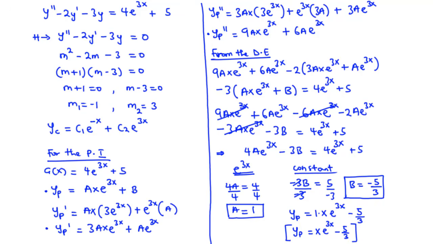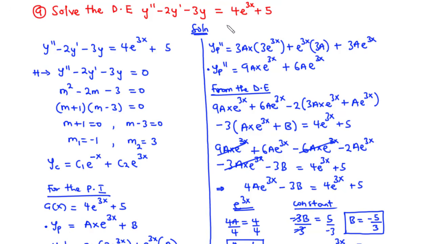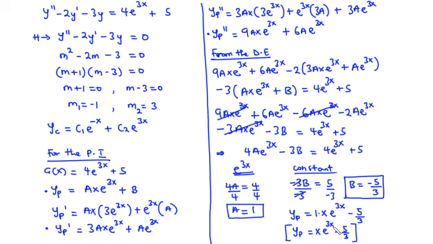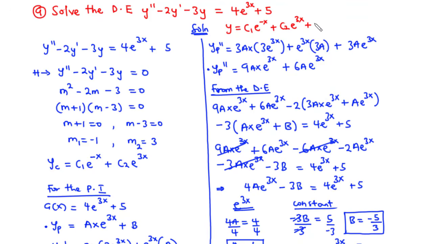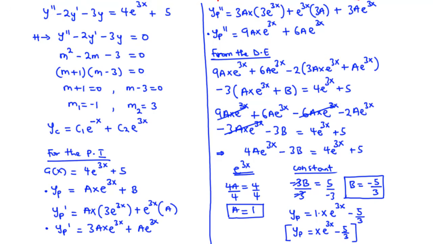Therefore, the general solution to the differential equation is given by y equals yc, which is c1 e^(-x) + c2 e^(3x), and then plus xe^(3x) - 5/3. So now let's move on as we solve the next example.